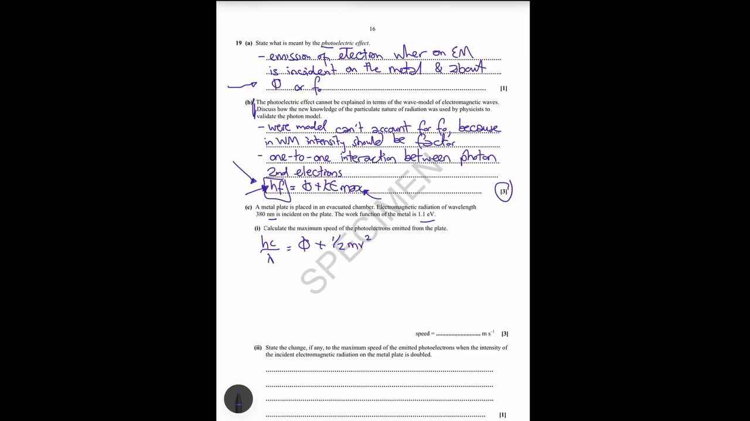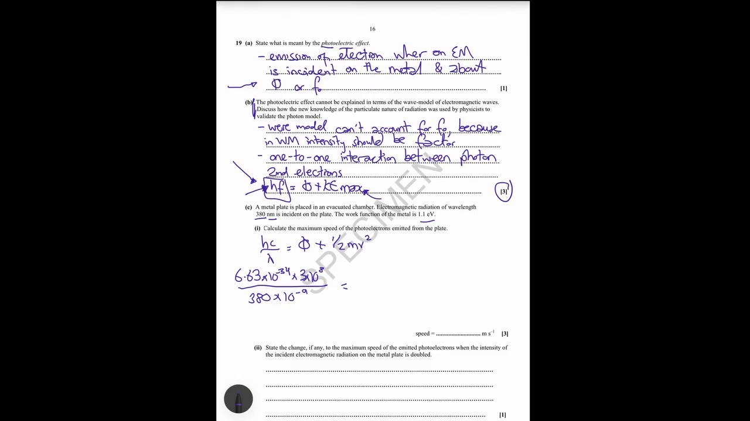Okay, now it's just a case of putting the numbers in. Have I got h? Yeah, I have. It's 6.63 times 10 to the minus 34. c is 3 times 10 to the 8. Lambda is 380 times 10 to the minus 9. I'm not being fancy by trying to put it in standard form. I'm just keeping it as it is.